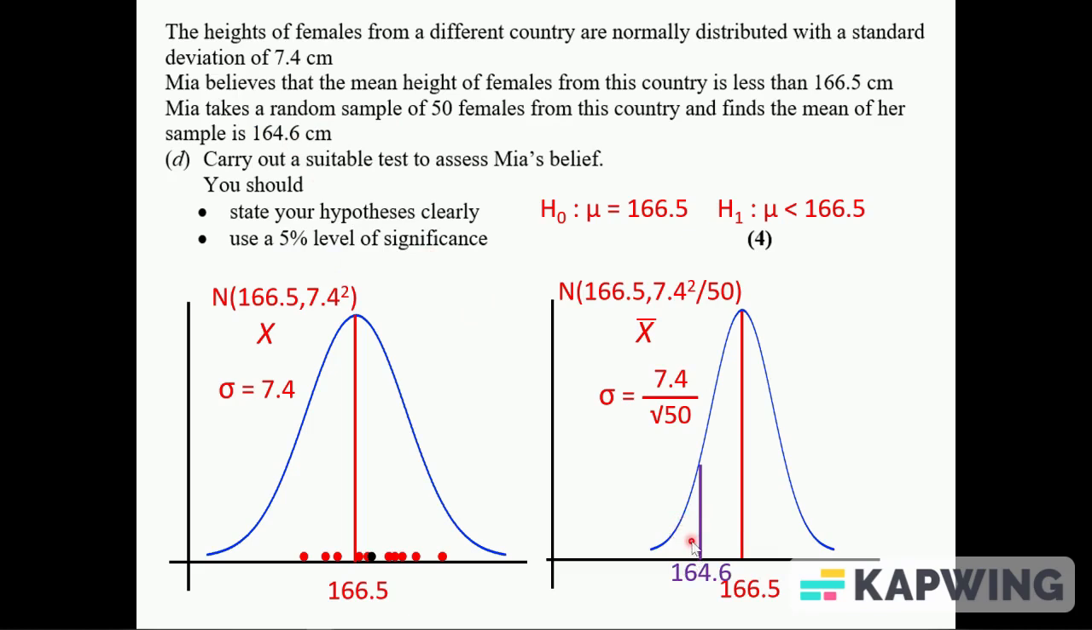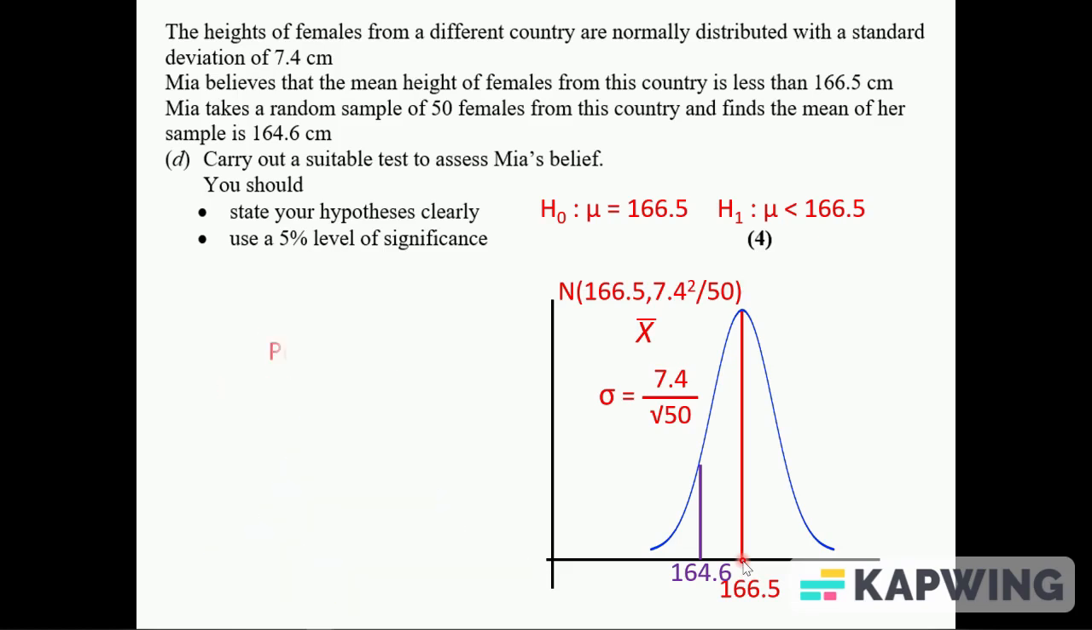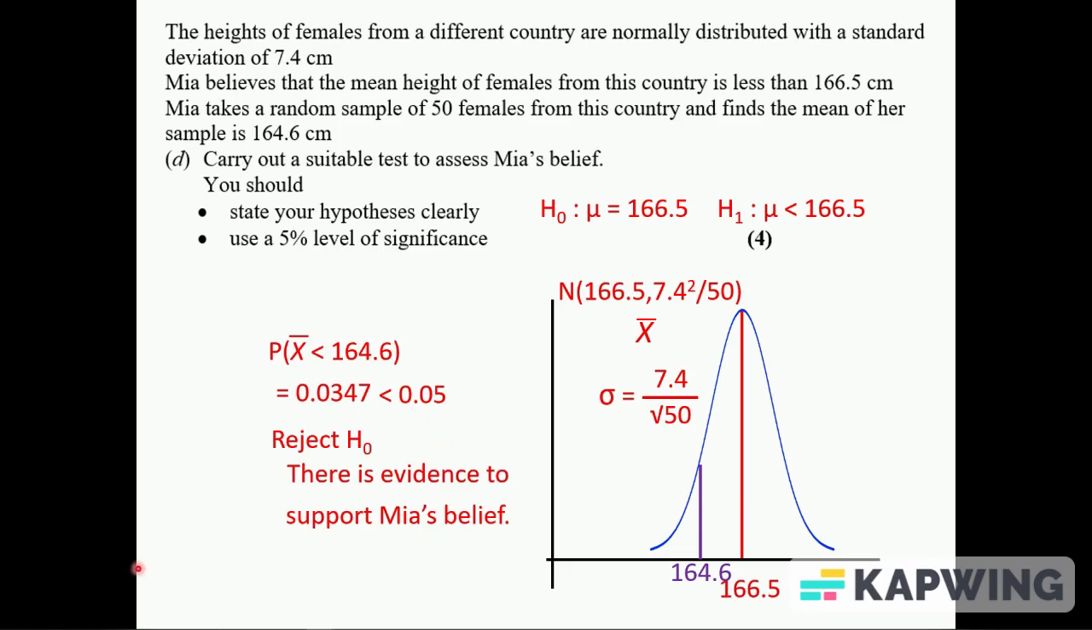And if it's less than 5%, then the value of the sample mean that we got is too low, too weird, too far away from the population mean for us to accept it. And when we work out the chance of x bar being less than 164.6, we do get a value of less than 5%. Remember, that's using that standard deviation and that mean. So we need lower of minus 10 to the 6, upper 164.6, mean of 166.5, and the standard deviation of 7.4 over root 50. So it's less than 5%. So it is significant. We're going to reject H0. There's evidence to support Mia's belief.